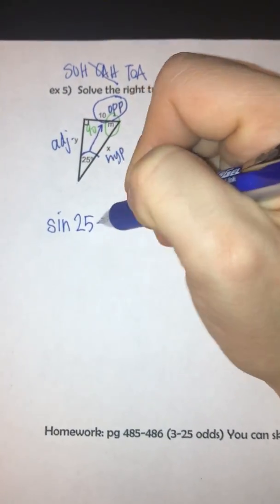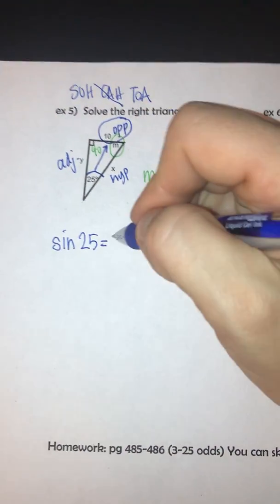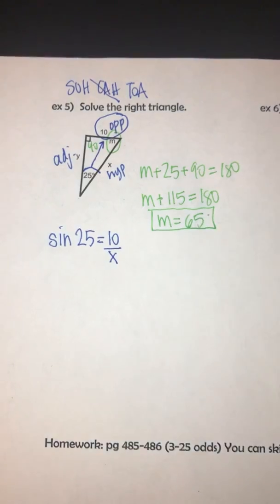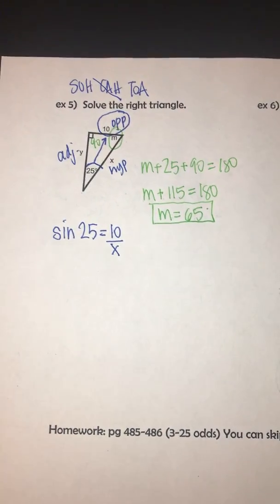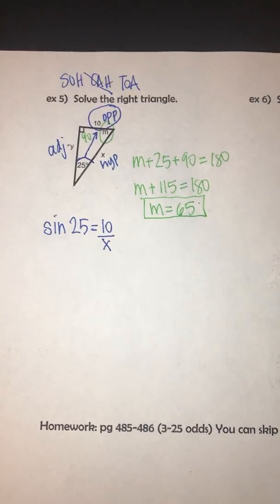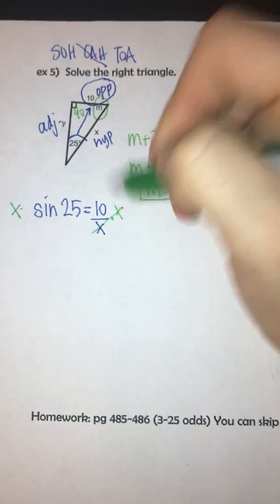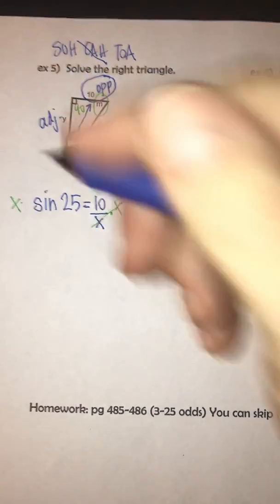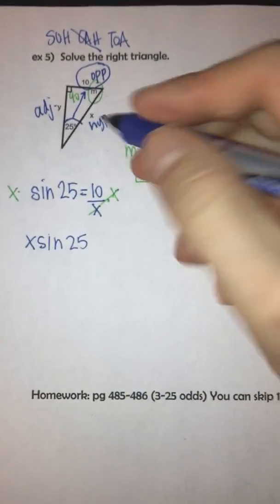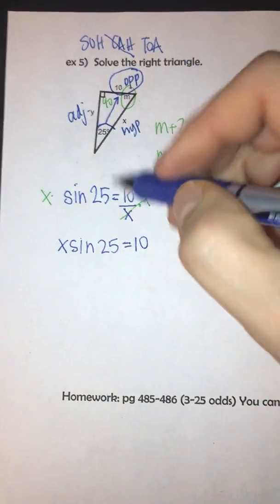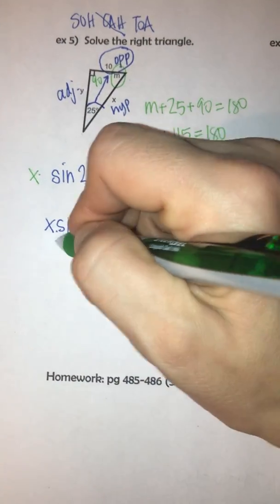So sine of 25 equals O over H, which is 10 over x. So remember, when x is in the denominator, we have to multiply to get it out of the denominator. Some of you guys just know the steps on how to do that without having to show the work, but so now x is being multiplied by the sine of 25, so we're going to divide by the sine of 25.